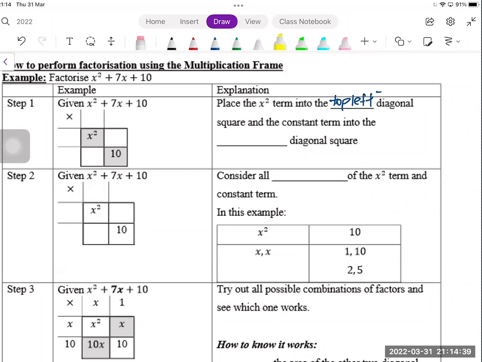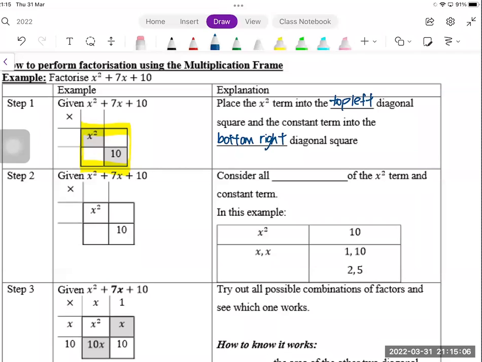When I say top left, I'm just looking at just here. So it's on the top left, the diagonal square. That is where I put my x squared term. Then where do I put my constant term? I put it at the bottom right. So I have my top left, I have my bottom right.